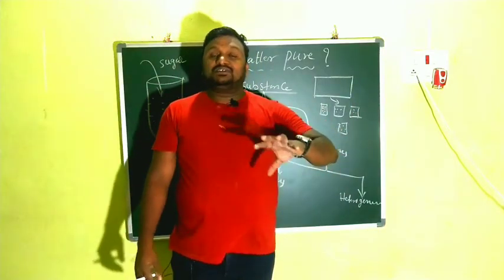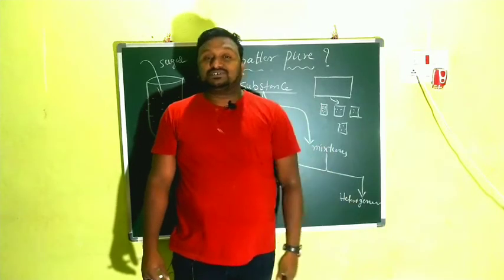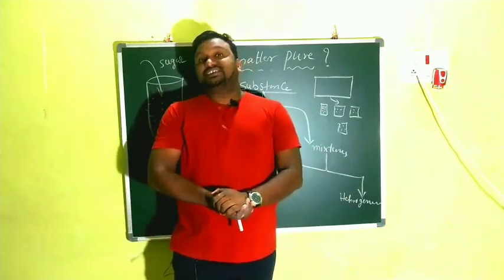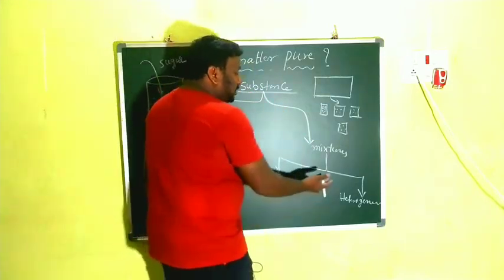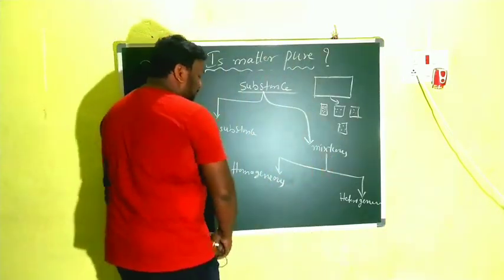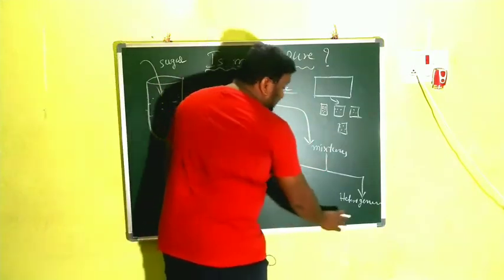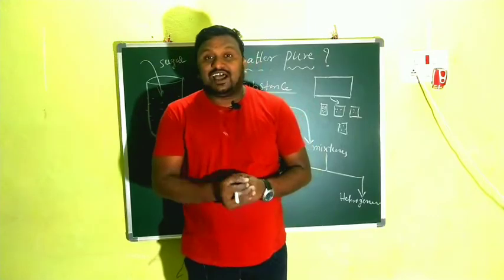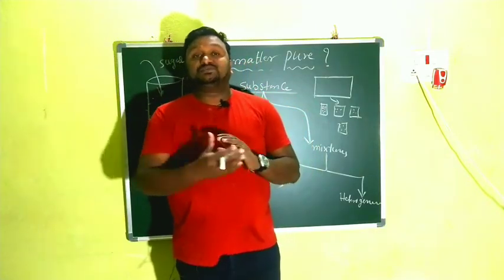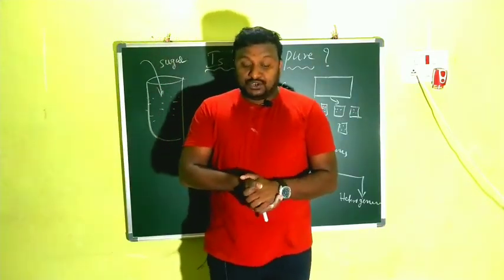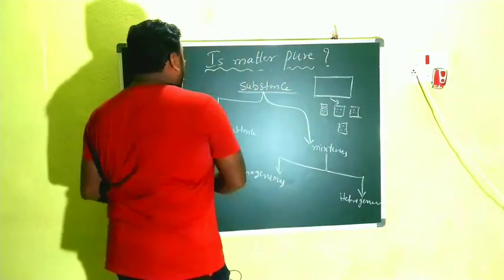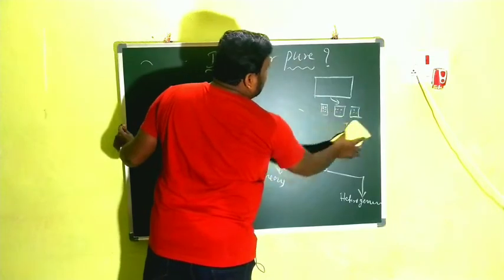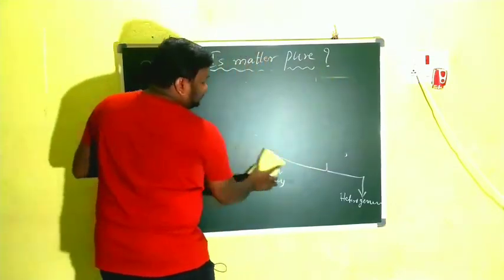Clear? Mixture is nothing but what? Mixing of two or more substances. They are not chemically combined. Clear, children? And now in this case, again, mixtures are classified into two types, homogeneous and heterogeneous. What is meant by homogeneous mixture and what is meant by heterogeneous mixture? Children, to understand that, in our textbook one activity is there to understand about the homogeneous mixture and heterogeneous mixture.